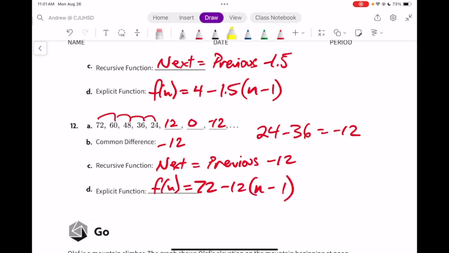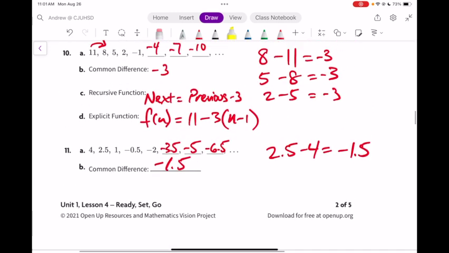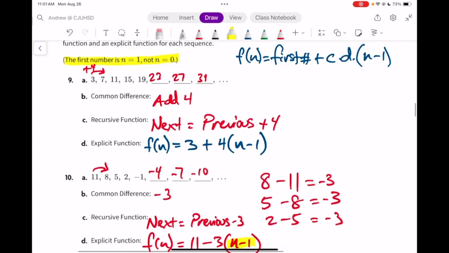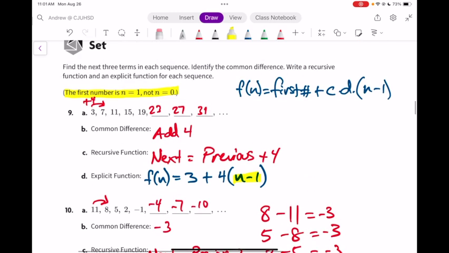All of these have n minus 1 for a very special reason. The reason is, it was here at the top, the first number is n equals 1, not n equals 0. So we're having to make an adjustment, and that's the adjustment.